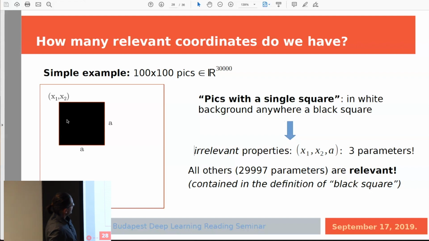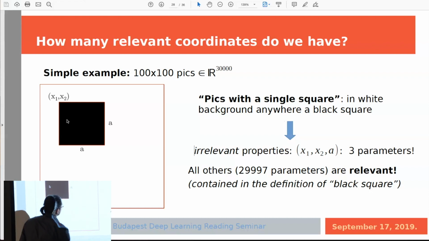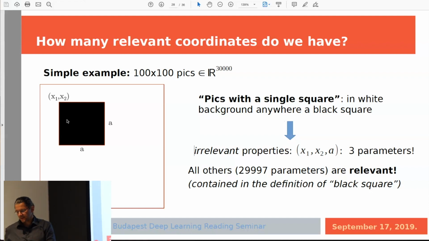Let's see a simple example. This is a 100 by 100 pixel picture, so it is an element of R to the 30,000. And we will consider pictures with a single square, a single black square in this case. That means we take into account all the pictures where, on a white background, anywhere there is a black square, like what you see here.